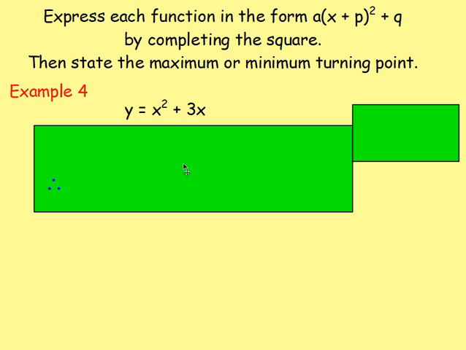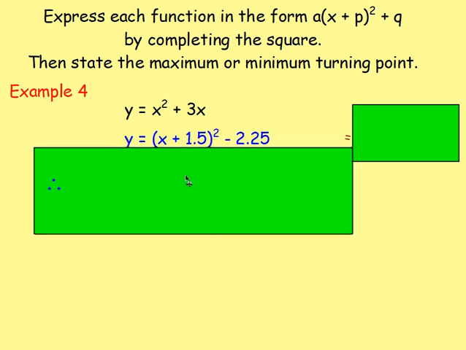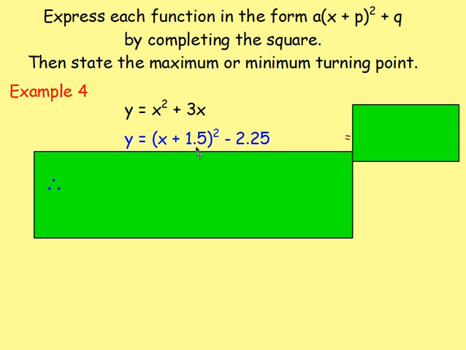Example number 4, x squared plus 3x. So for this one, half the coefficient of x. So if you halve 3, you get 1.5. Square that and take it away. 1.5 squared is 2.25. That's us. We can't do anything else with it.